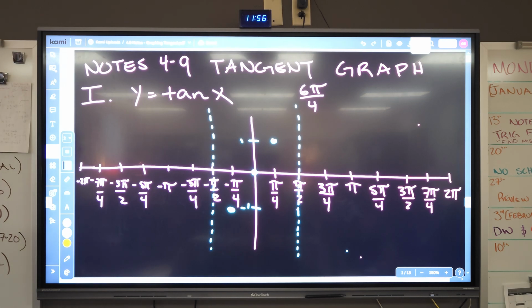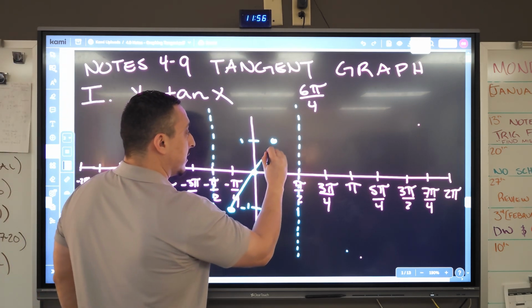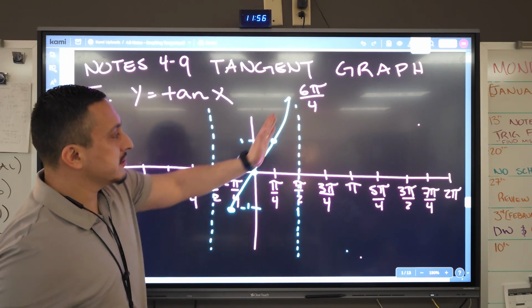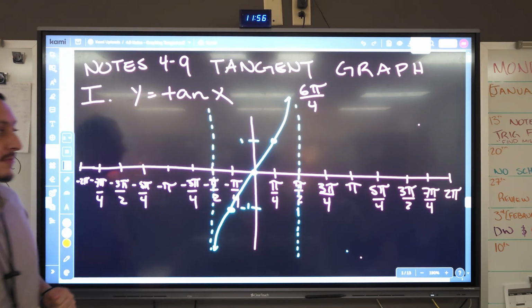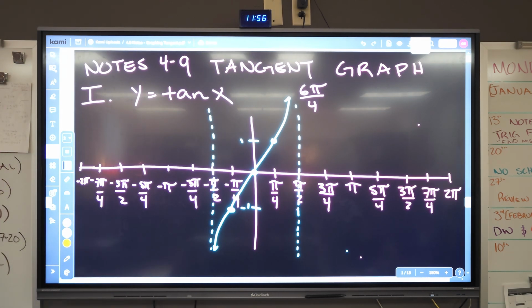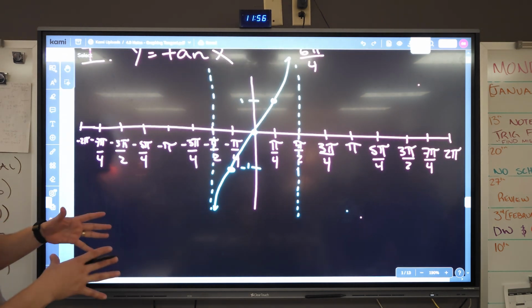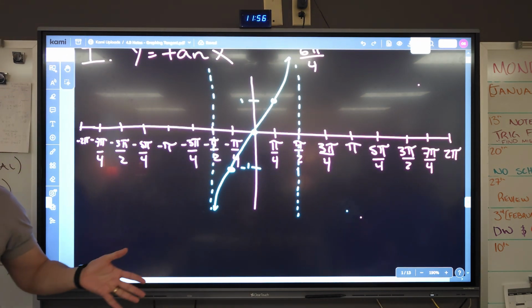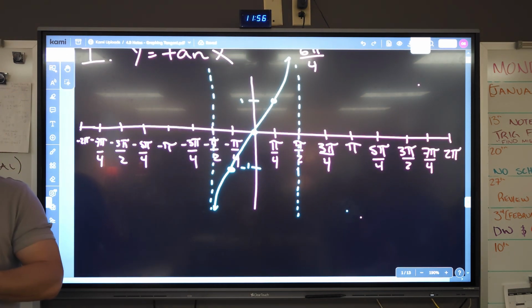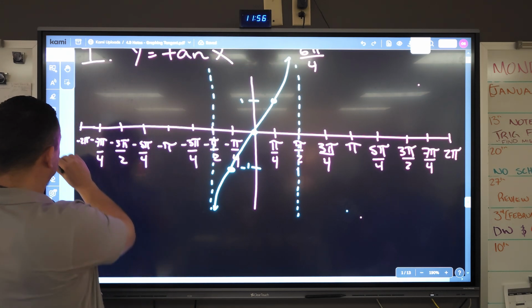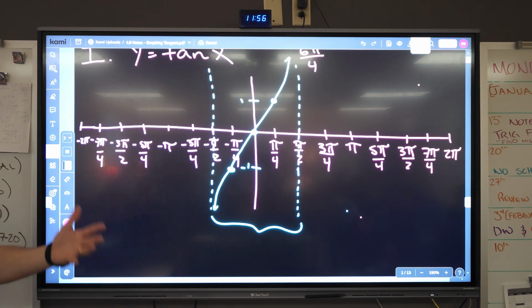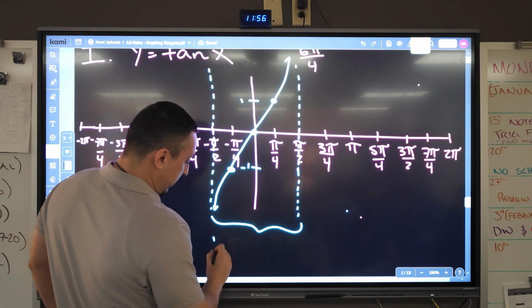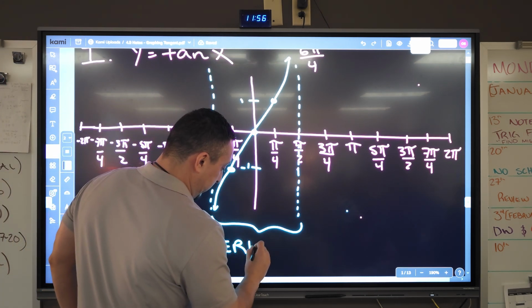Now if we connect these dots, this will get forever close to that asymptote, but it will never touch it. And this will get forever close to that asymptote, but it will never touch it. So, ladies and gentlemen, this is the segment of the tangent function that's original. After this, it just repeats. So from here to here, that's how wide it is. Remember, we call that the period.